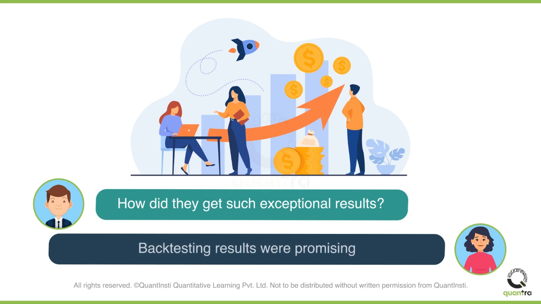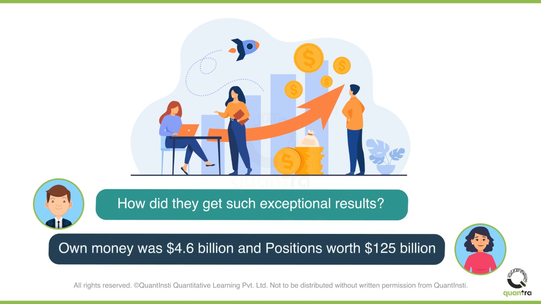They had backtested these strategies on different assets, and the results were very promising. These backtests showed very little drawdown. They were so optimistic of the backtesting results that they had levered 25 times. They had their own money of $4.6 billion but took positions worth $125 billion.